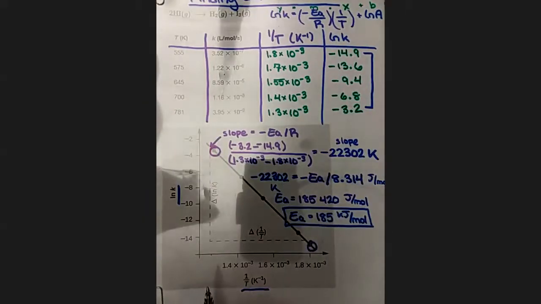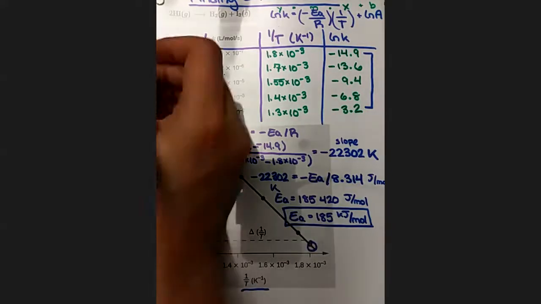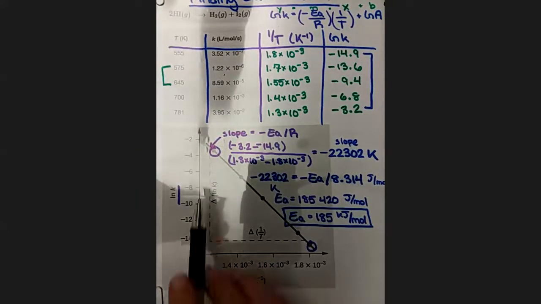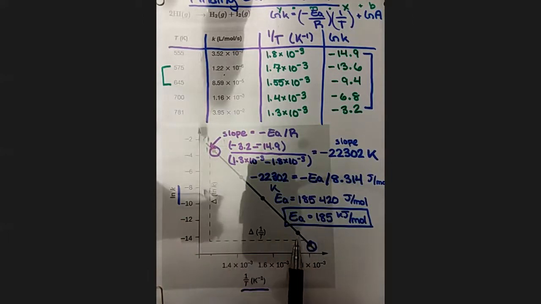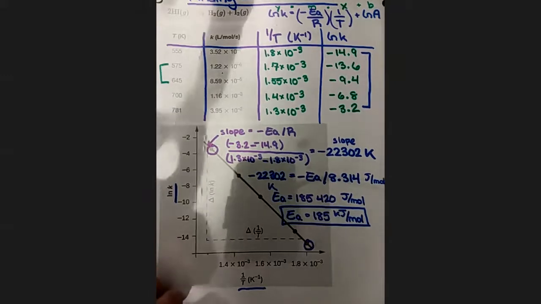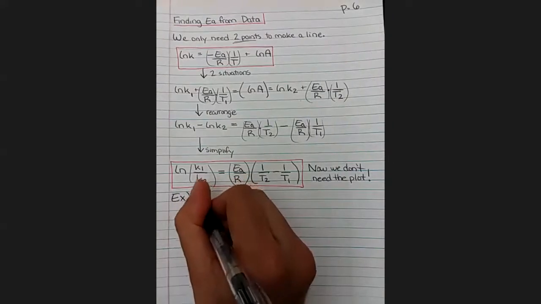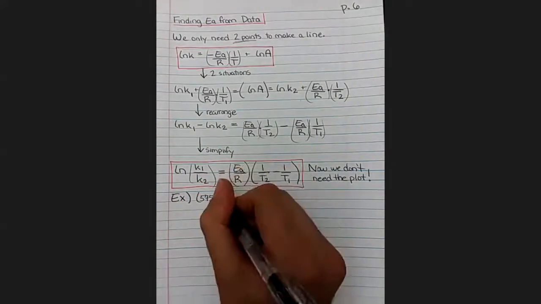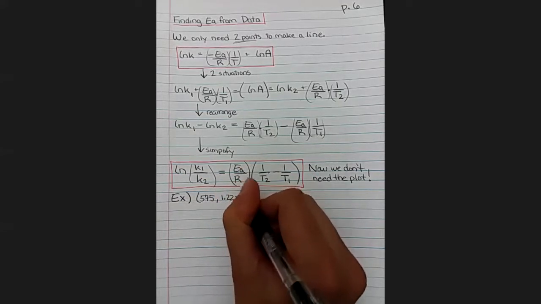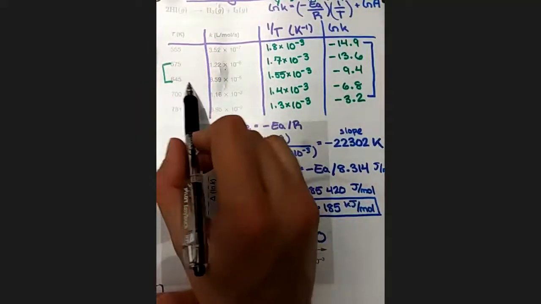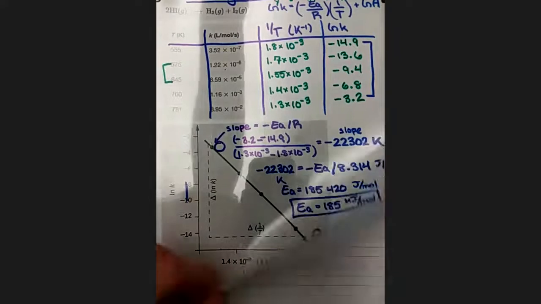So let's go back. Here's our plot. So let's try testing two different points to see if the math ends up the same. Let's try doing these points in the middle, 575 and 645. Because in theory, if this is a true line, any set of points that I pick should give the same slope. So we've got 575 and 1.22 times 10 to the negative 6 as our first points. And then for our second point, we're going to pick 645 and 8.59 times 10 to the negative 5th.